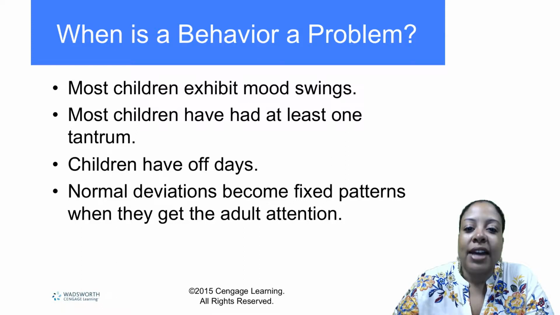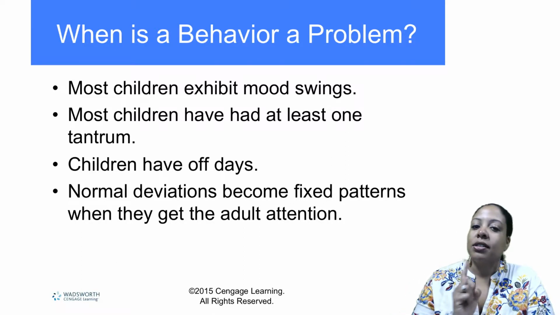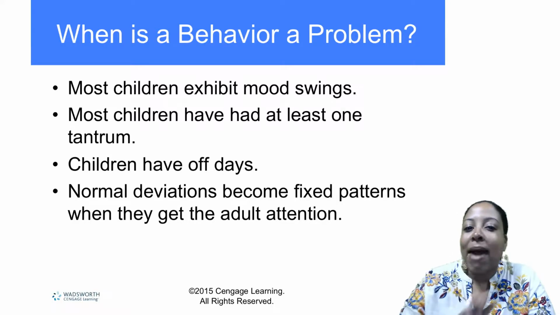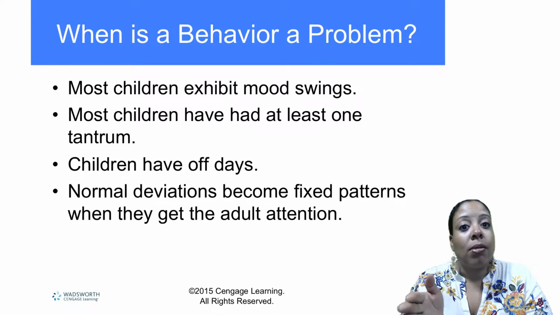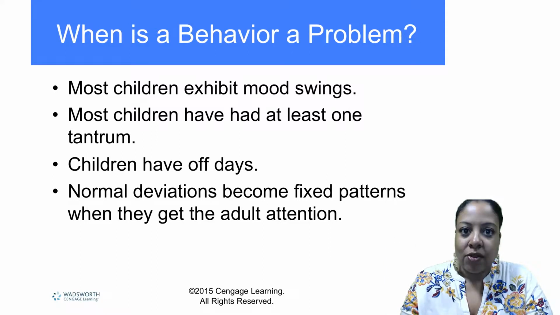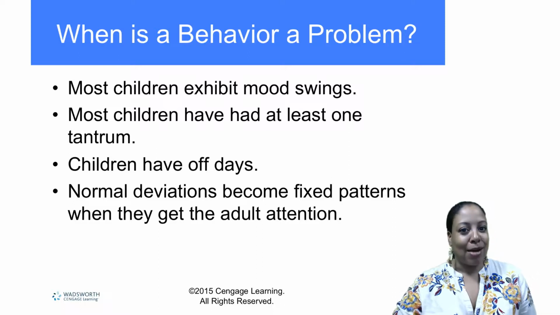And normal deviations can become fixed patterns when they get the adult attention. So this is where that magic comes in, where you have to kind of figure out the balance between when is it necessary to address a problem and when does addressing a problem actually reinforce the behavior. So you have to kind of figure out that middle ground, and that's where the artistry comes in.